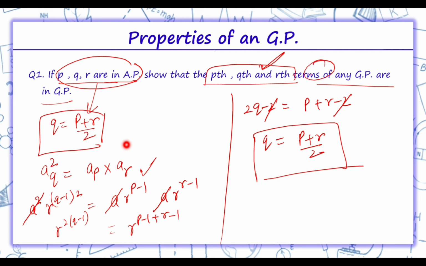We took this in GP and we proved vice versa that it is in AP. So, we can do it like this also, or else we can prove LHS is equal to RHS also. So, this is how we can prove our questions.